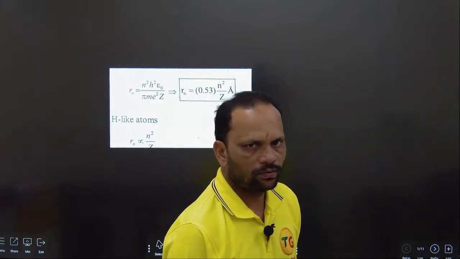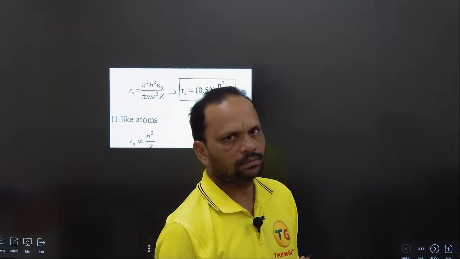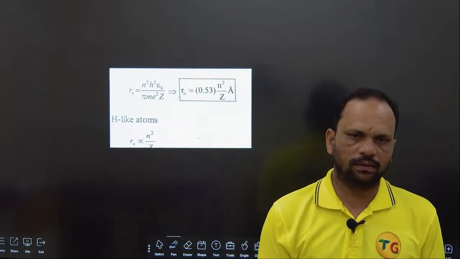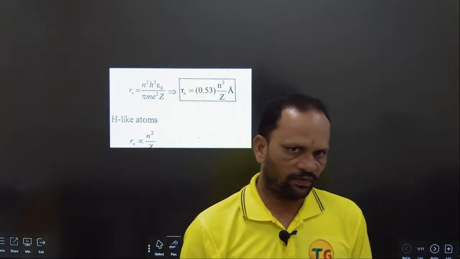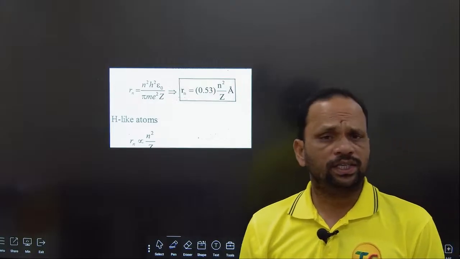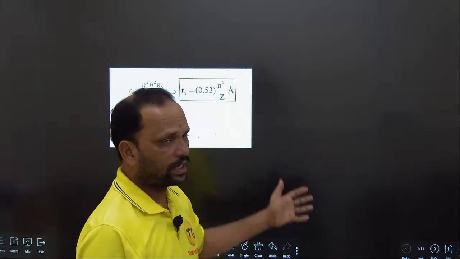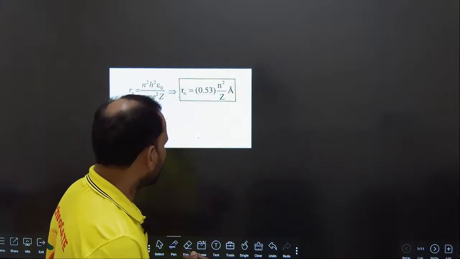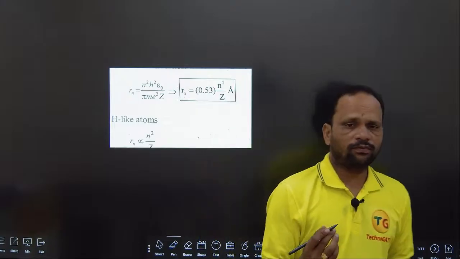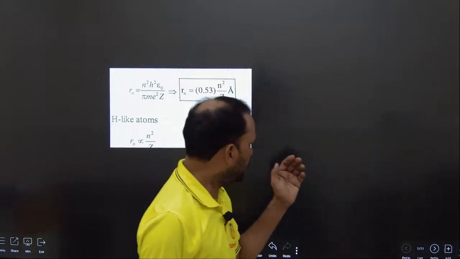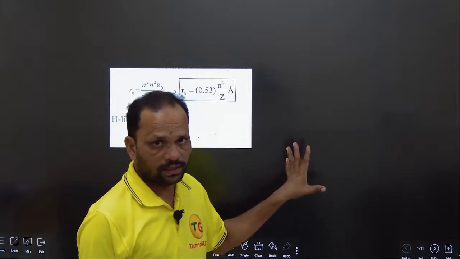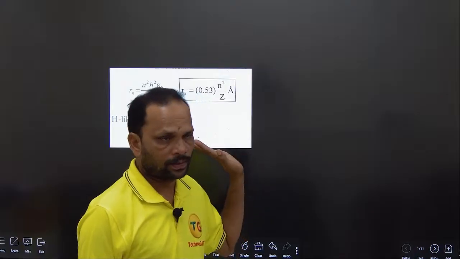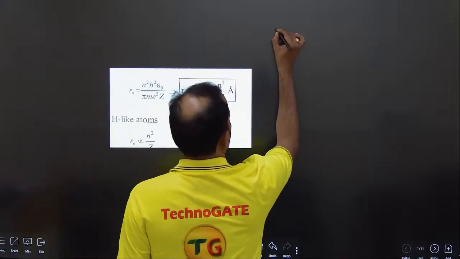In the last video, we discussed the Bohr atomic model. In that, we covered the radius of the orbit and velocity of the electron, potential energy of the electron, kinetic energy of the electron, and total energy of the electron. Here we have the formulas written. Derivation is not required, but the formulas are required. So the first one is radius.